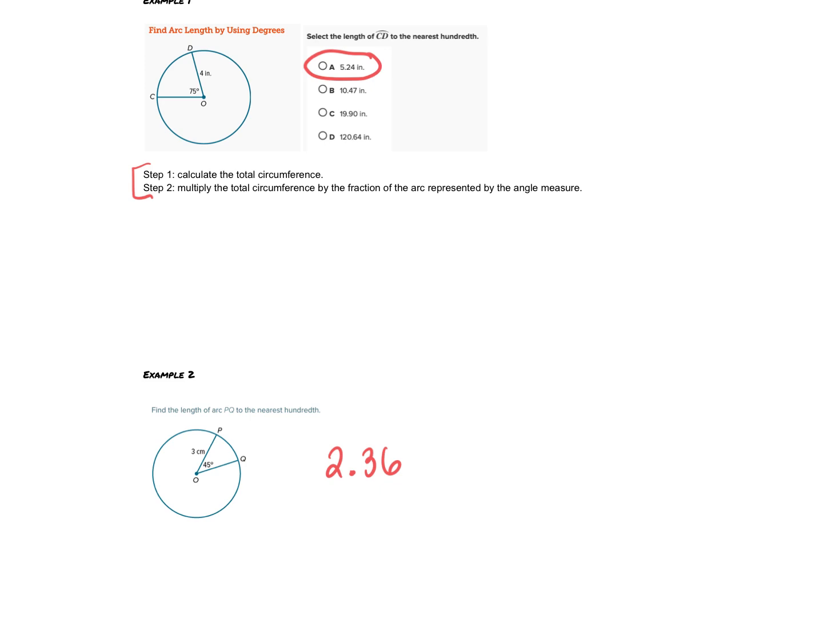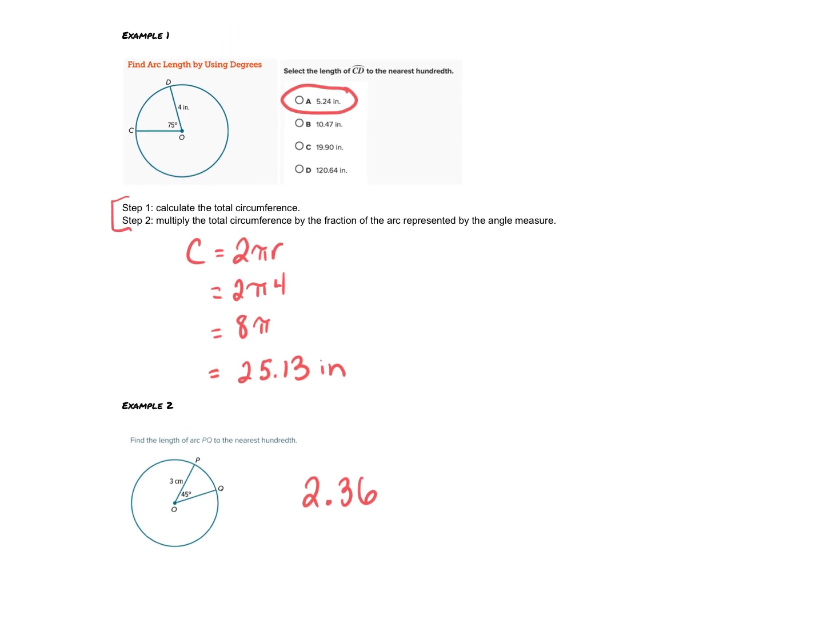So, of course, gotta remember circumference is 2 pi r, or pi times diameter, either one. In this case, we don't need diameter because we're not given diameter, we're given the radius. So my radius is 4. So 2 times pi times 4. So that's 8 pi, 2 times 4 is 8. And then times pi gives me 25.13. So that is the total circumference.